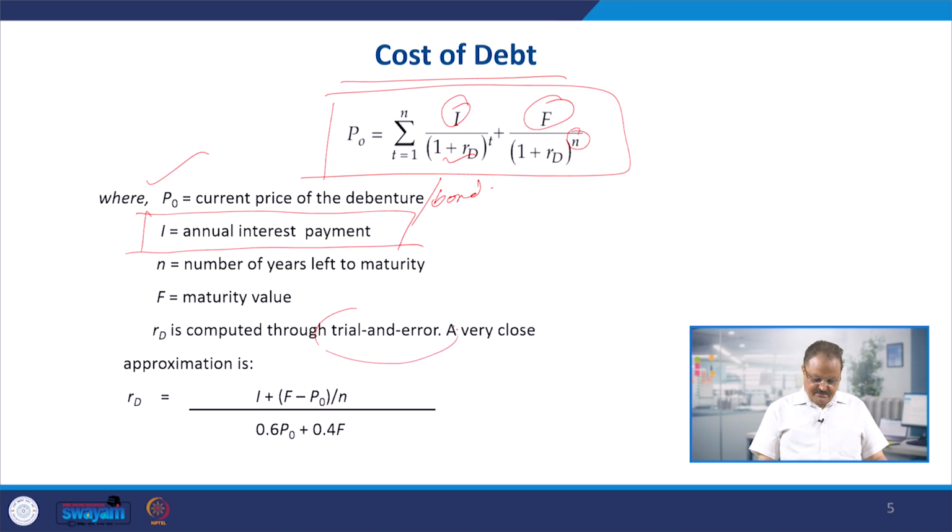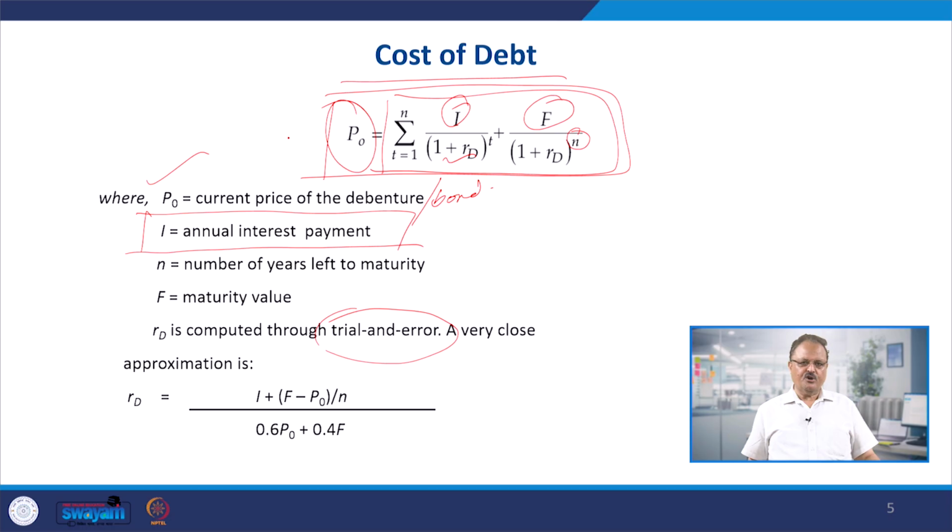Either you calculate it by trial and error, right? So you put here, for example, 10%, and then you solve the right hand side of this equation and try to see whether it becomes equal to P0 or not. So at what rate does the whole value become equal to P0? All other interest is also given to you to be put in the numerator. Maturity value is also given to you to be put in the numerator. Only RD is not given to you. So you have to use the trial and error method.